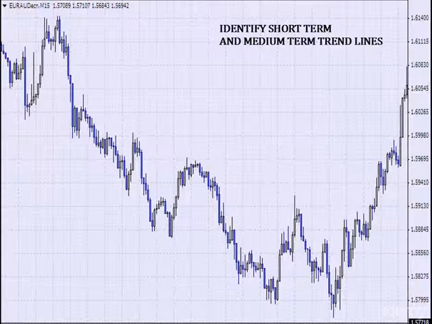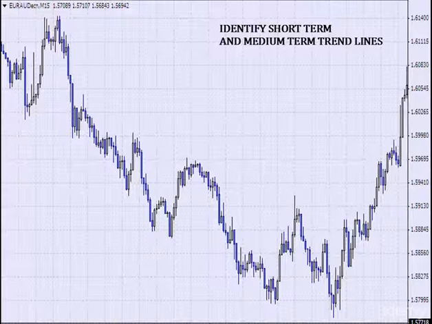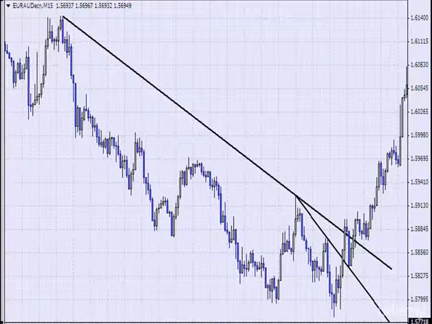Pause this video for a second and try and identify the short-term trend line and the medium-term trend lines. Okay, so here we have the short-term trend line. The market has made a lower low or a lower B, so this is the most recent ABCD pattern. A, B, C, D. The market has made a lower low.